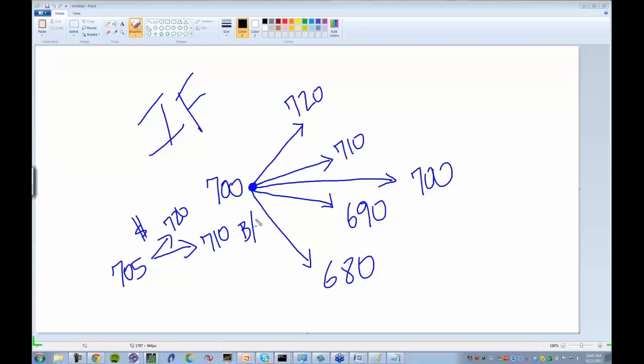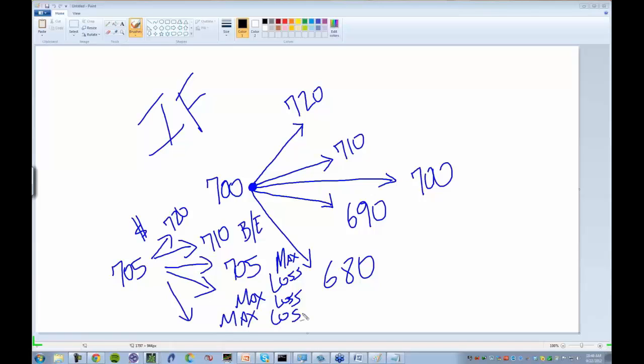So let's call that break even. If it stays there and closes the week at 705, you have max loss. If it goes down a little bit from there, obviously then you have max loss. And obviously if it plummets, you're going to have max loss. So if it goes to 720, great, you're going to make cash. If it goes to 710, you're going to break even. If it stays at 705, you're going to have max loss, and of course this is presuming you hold on to it into expiration. If it goes down a little bit, max loss, max loss, max loss.